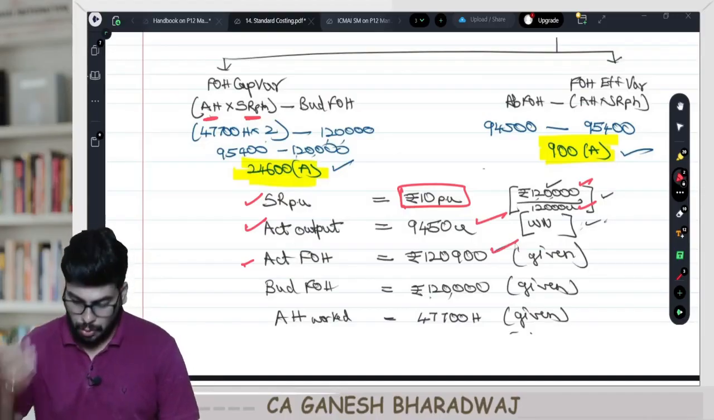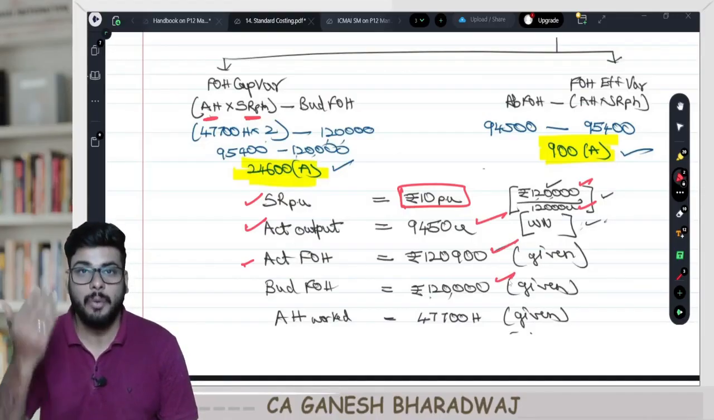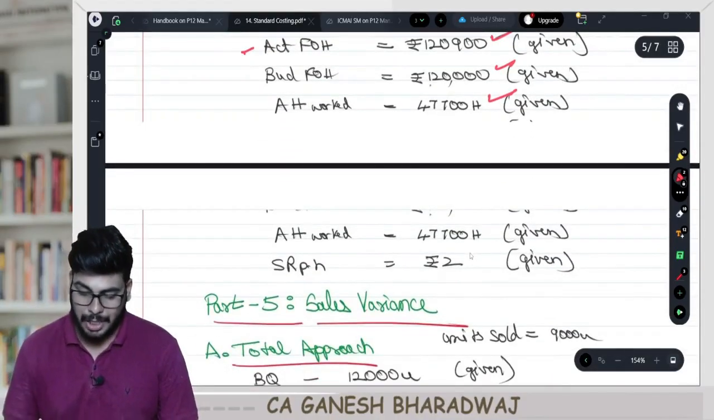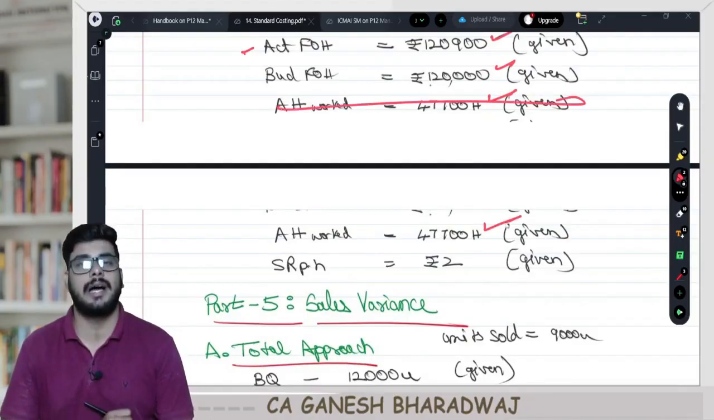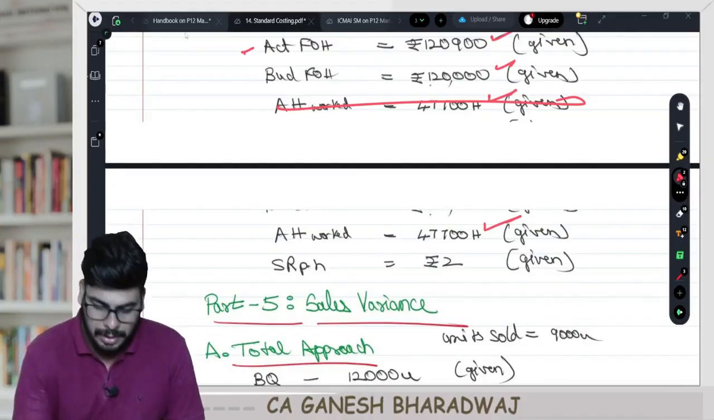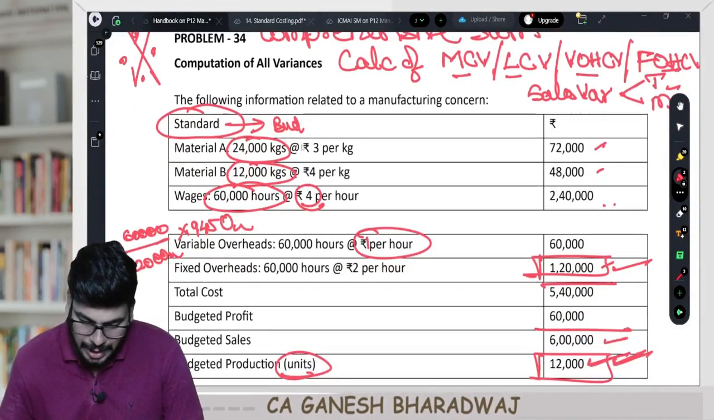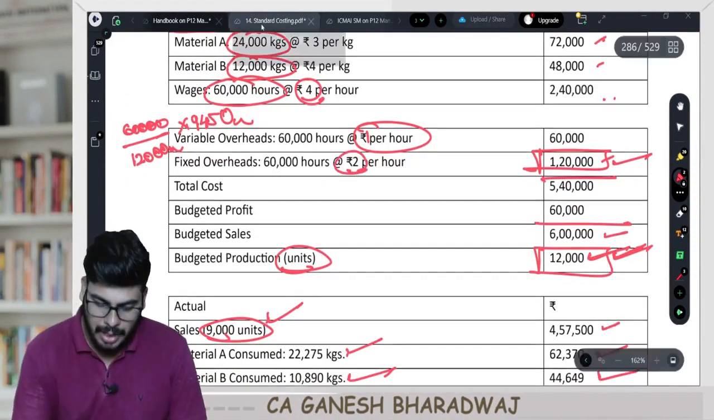Then the actual fixed overheads are given readily in the question, 1,20,900. The budgeted fixed overheads are also given, 1,20,000. What is the actual hours worked? Once again given in the question, 47,700. It got repeated here, so I'm striking this off. Actual hours worked, 47,700, and the standard rate per hour is also given. In the budgeted data, the standard rate per hour is 2 rupees per hour.